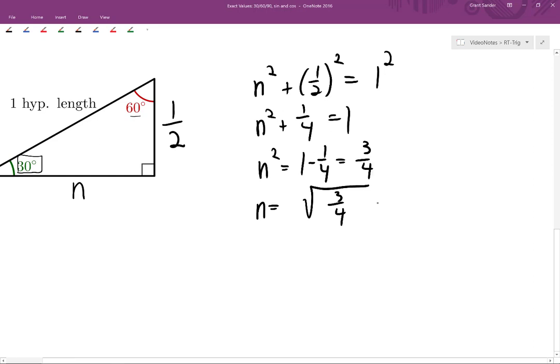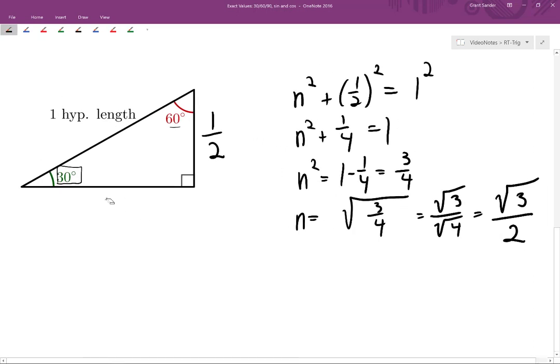Now, the square root of 3/4 is equal to the square root of 3 divided by the square root of 4, just based on properties of square roots. And the square root of 4 is equal to 2, and so this is equal to the square root of 3 divided by 2. So, n is equal to the square root of 3 divided by 2. Therefore, the side lengths for this right triangle are 1 hypotenuse length, 1/2 hypotenuse length, and square root of 3 divided by 2 hypotenuse lengths.